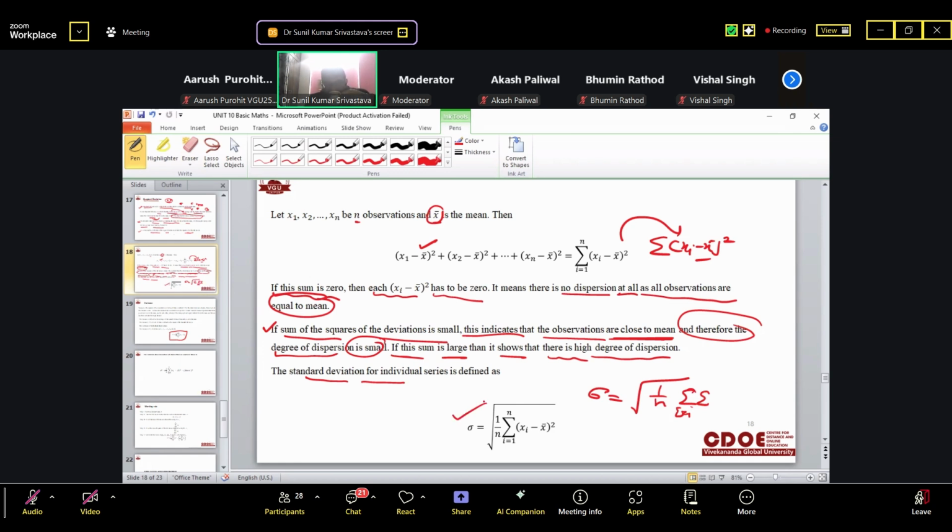So we find here that if the sum of the squares of the deviations is small, observations are very close to the mean, and if the sum is very large, then there is a high degree of dispersion. So by the values, you can get the meaning of what the answer indicates. It can be concluded from the statistical data, and the information can be used for further investigation.